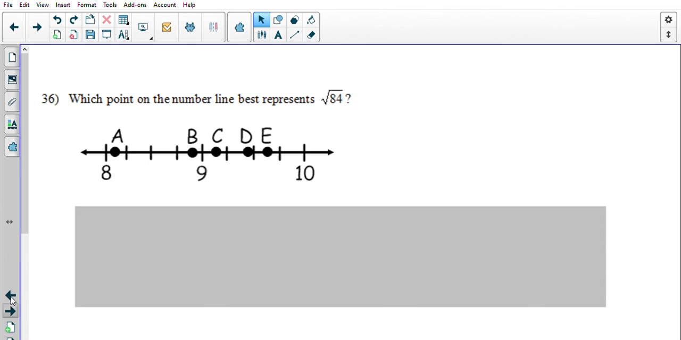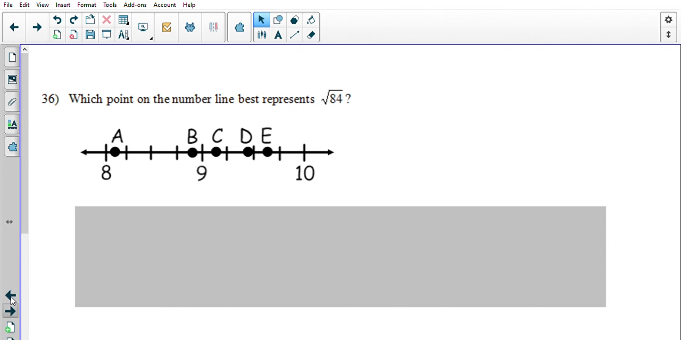So 84 is not a perfect square, but it is between 81, which is a perfect square, and 100. The square root of 81 is 9. The square root of 100 is 10. So I know this is between 9 and 10. But 84 is pretty close to 81. So I know that it should actually be pretty close to 9.